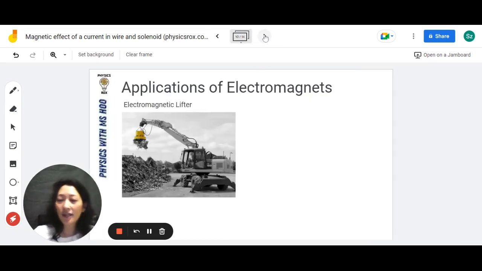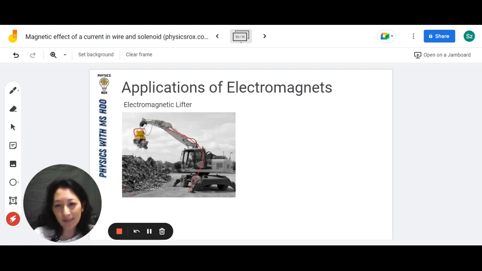So applications of electromagnets. One obvious use here is you want to lift up metallic items. For example, if you're working in a scrap metal junkyard, you cannot expect to be using manual labor to carry all those crazy heavy metals, right? So let's use our brains and use technology.